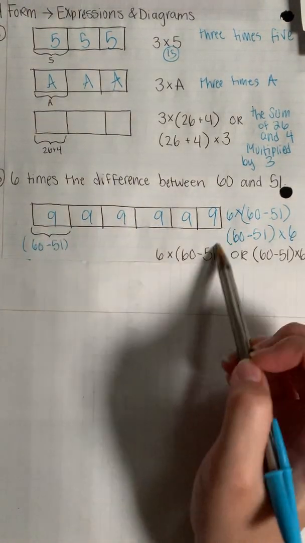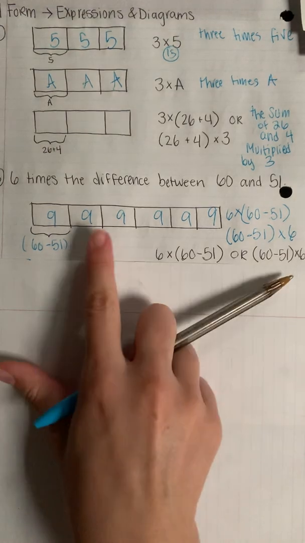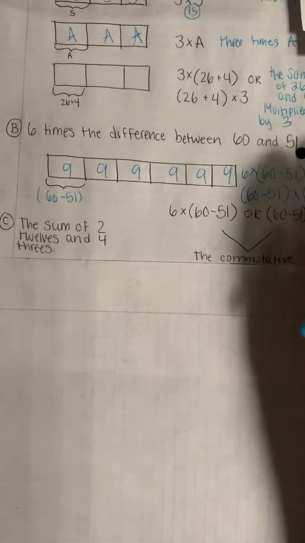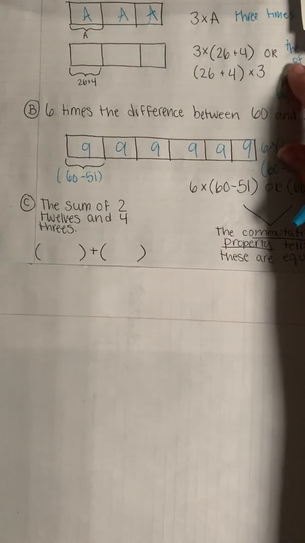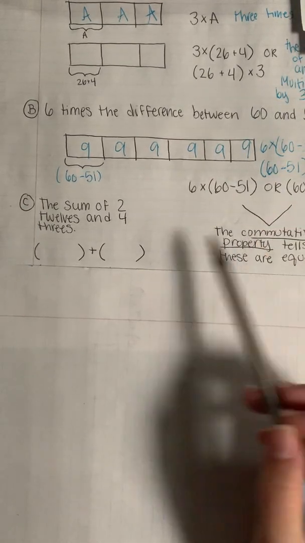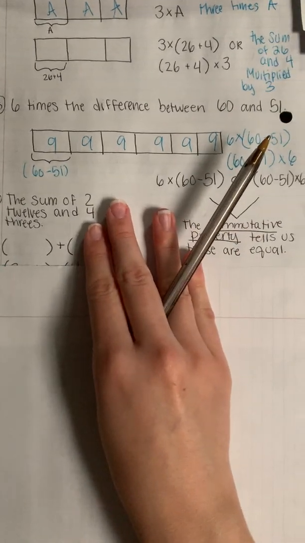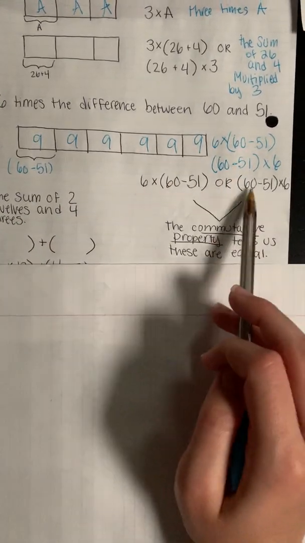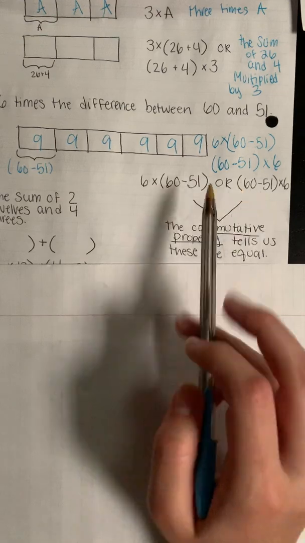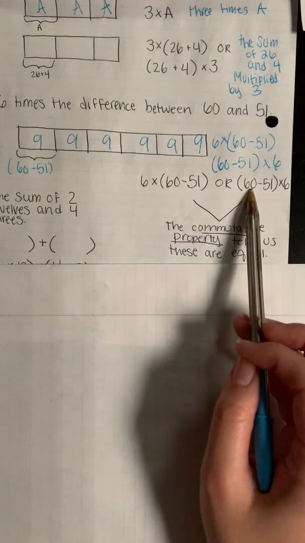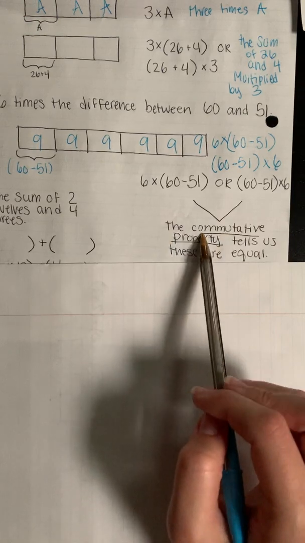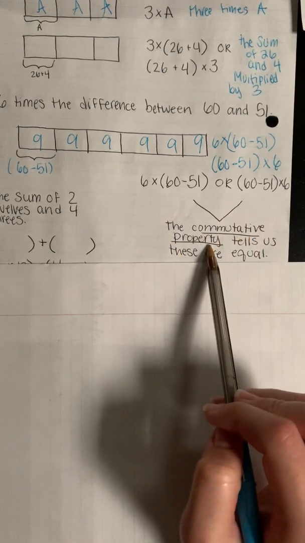So to figure out the value of our entire tape diagram, I now could do 6 times 9. Okay, and then before we do C, you're going to notice I gave you a little note here. These two answers, which I just repeated, these two answers here in black, these two expressions are equal, and that's because of something in math called the commutative property.